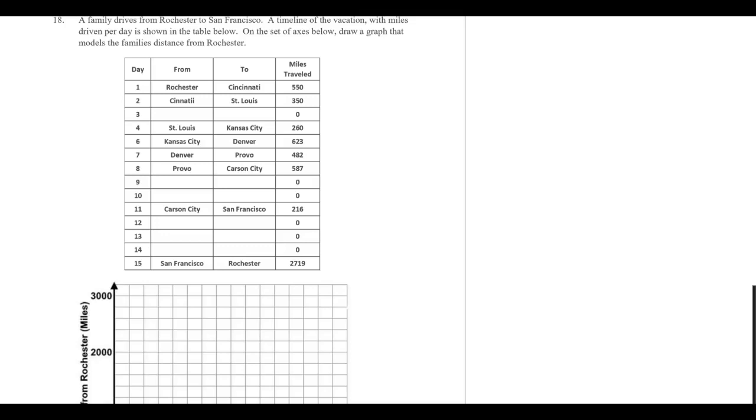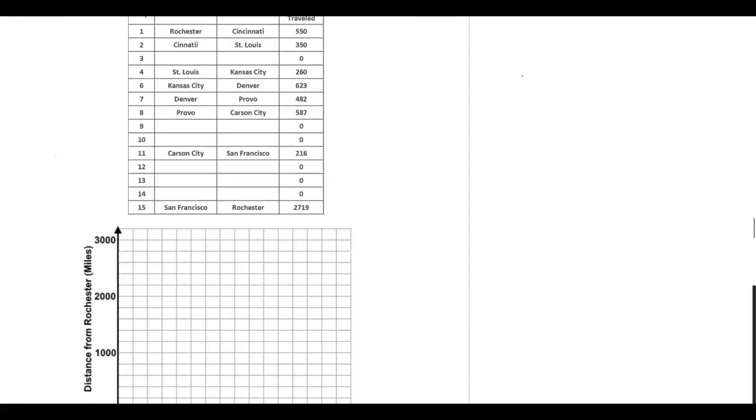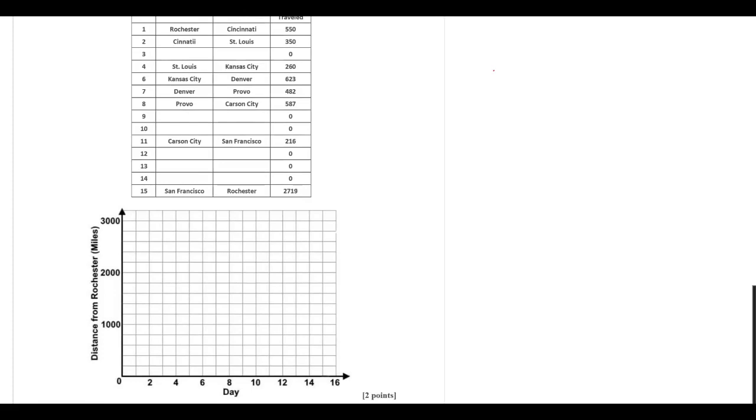For page 96, it tells me a family drives from Rochester to San Francisco for a vacation. The miles driven per day is shown in the table below. In the set of axes, draw a graph that models the family's distance from Rochester. So the first thing we need to do is recognize that a scale is going on. We have different days along the x-axis, and my distance from Rochester is along the y-axis.